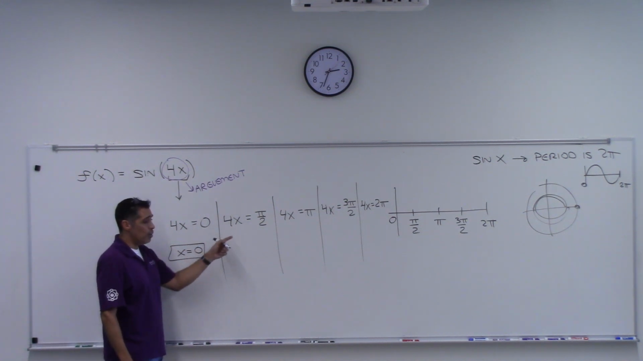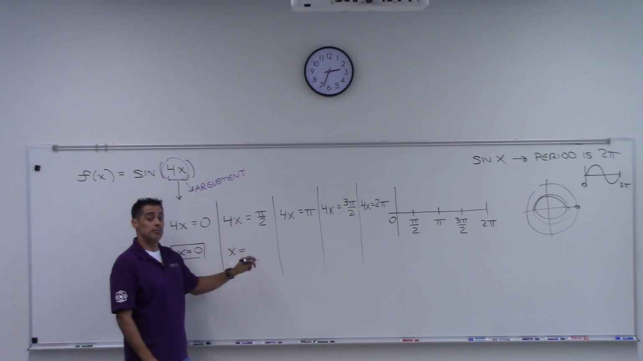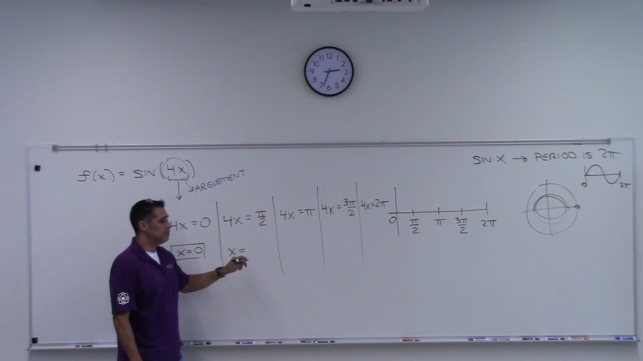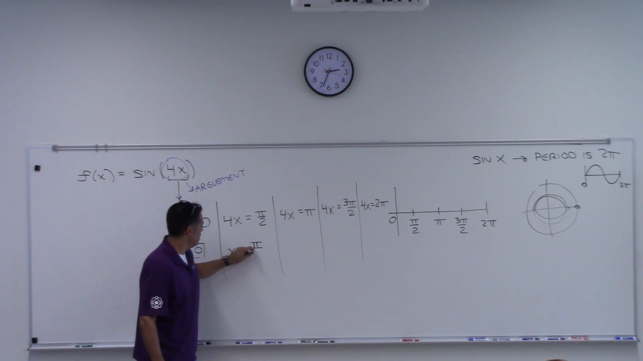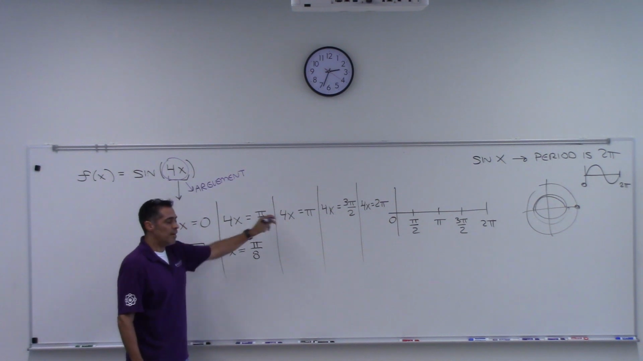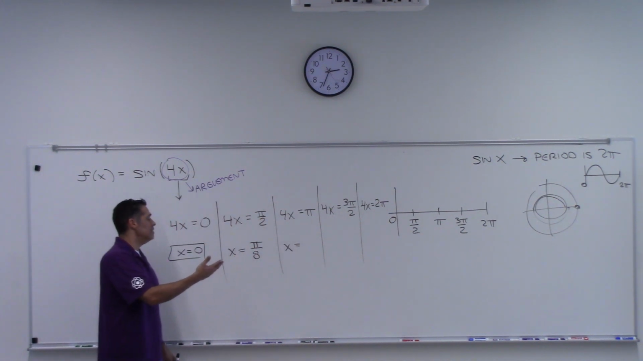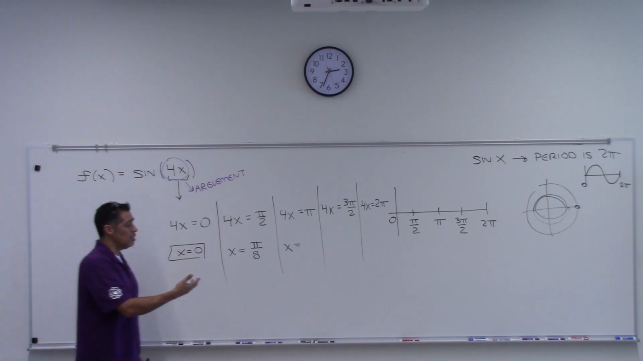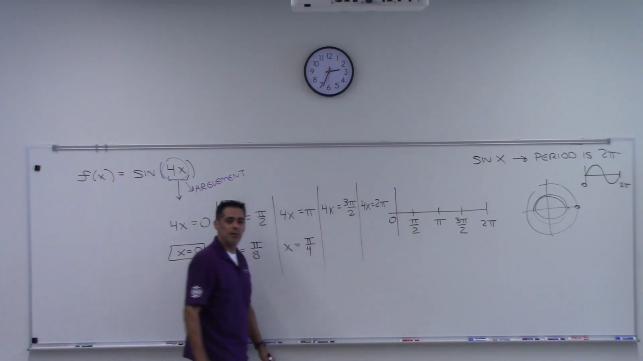Divide both sides by 4. What do you get? 5 over 6? Almost. Pi over 8. Divide that, not divide that. Solve that for x. So divide by 4, and you get pi over 4, right?